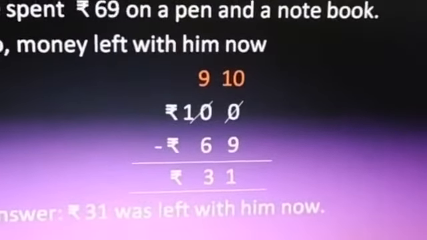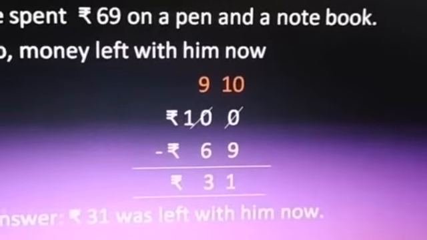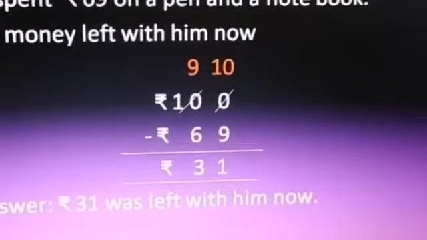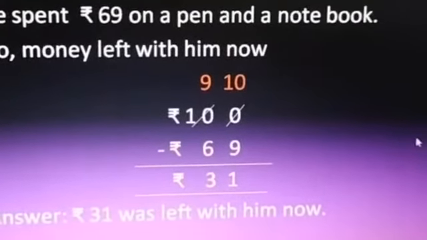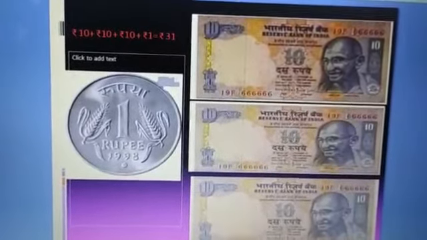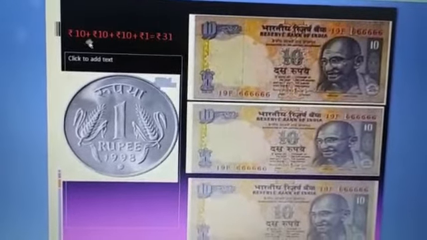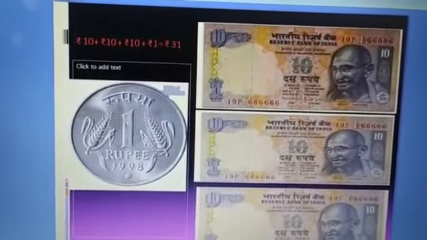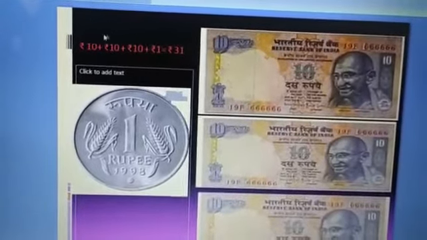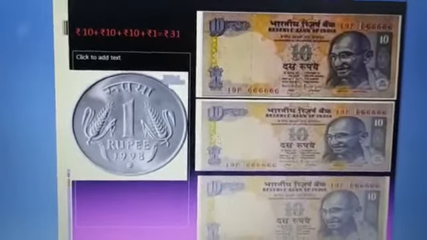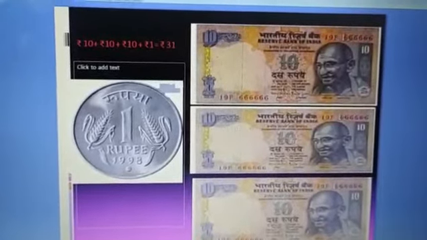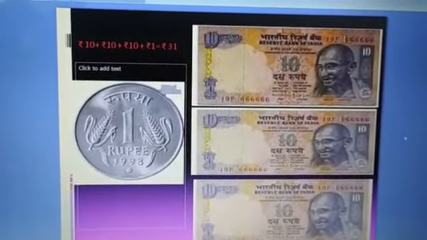So finally, how much was left with Rahul? 31 rupees was left with Rahul now. So 31 is 3 ten rupees notes, that means 10 plus 10 plus 10, 30, plus 1 coin, that is 1 rupee coin. So finally how much did he get? He got 31 rupees finally. Okay?